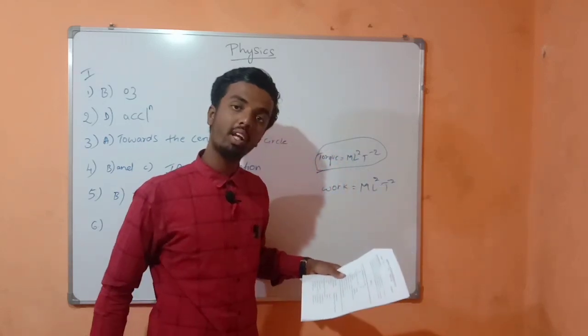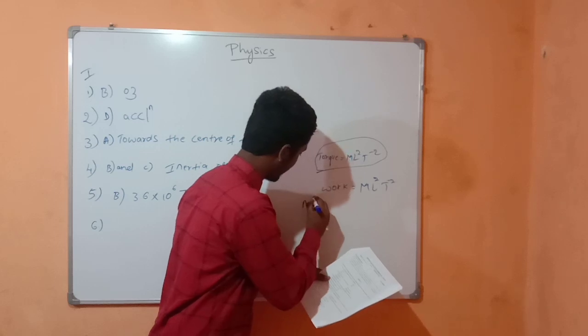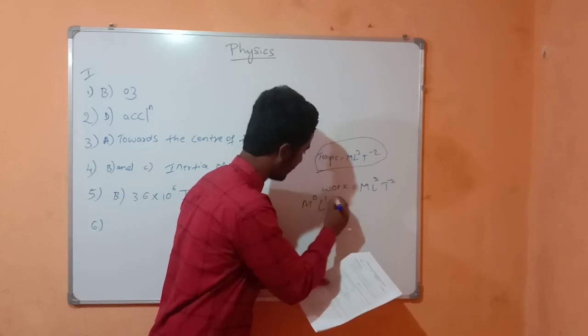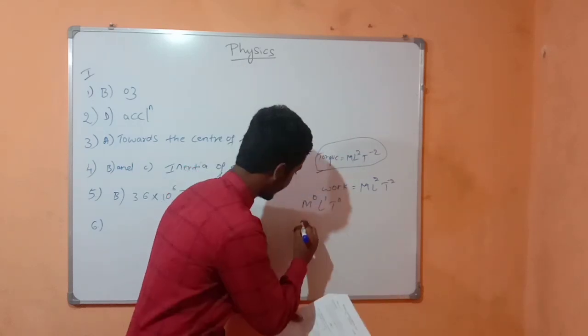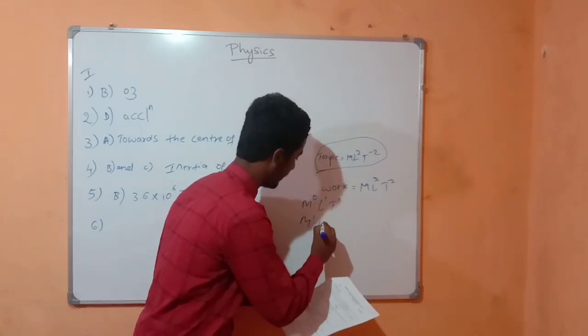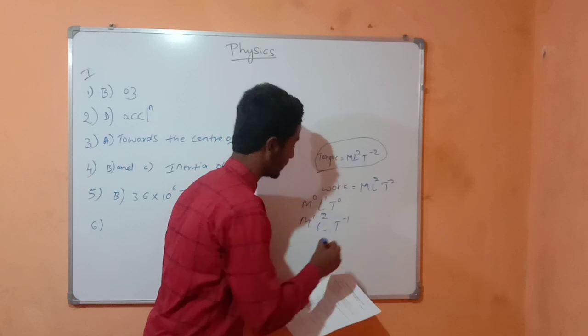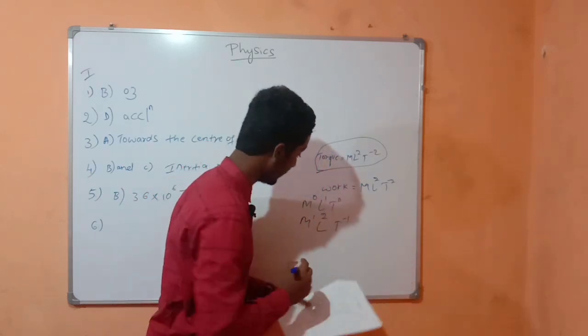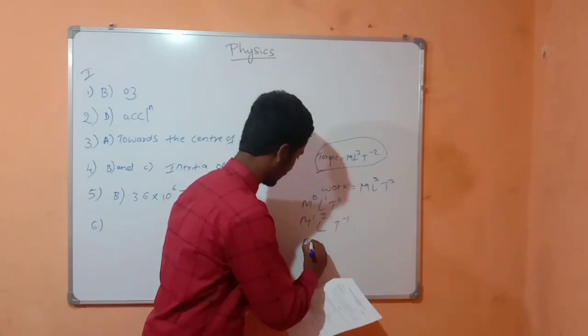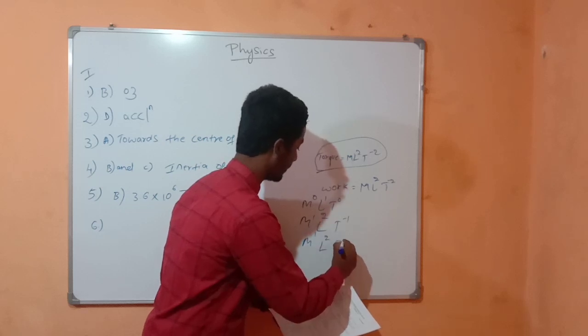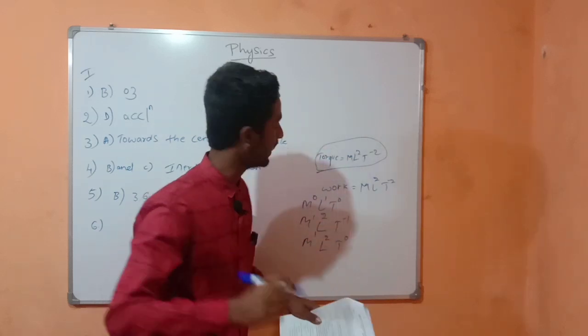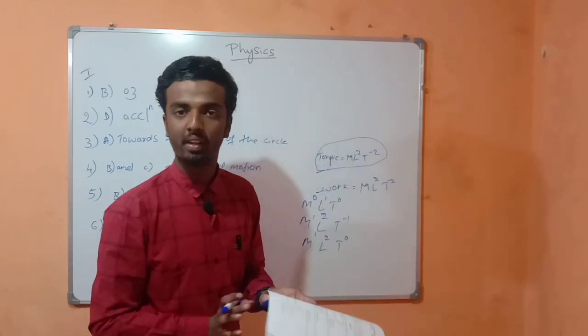For radius of gyration, it is M to the power of 0, L to the power of 1, T to the power of 0. For angular momentum, it is M to the power of 1, L to the power of 2, T to the power of minus 1. For moment of inertia, M to the power of 1, L to the power of 2, T to the power of 0. So the correct answer is work, dear children.